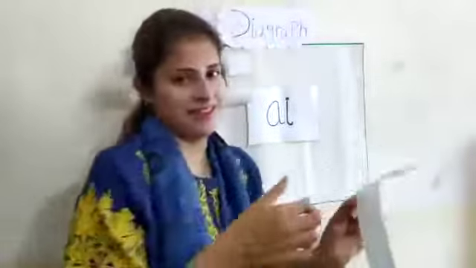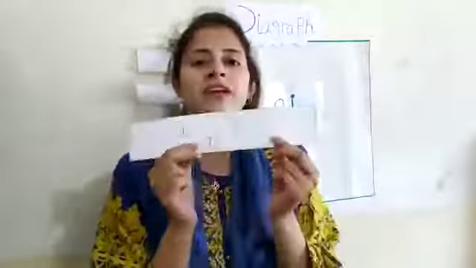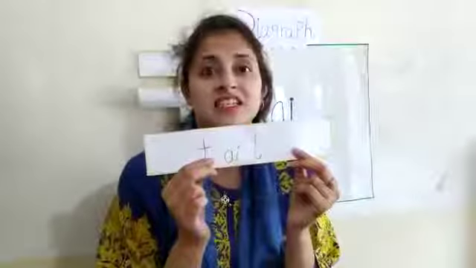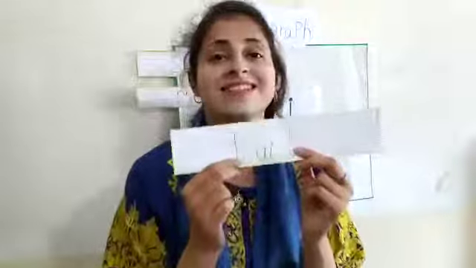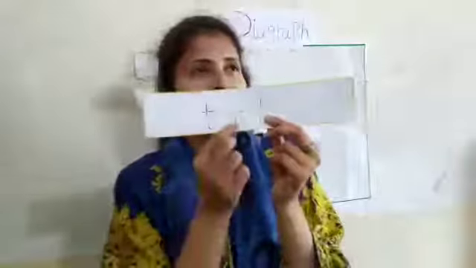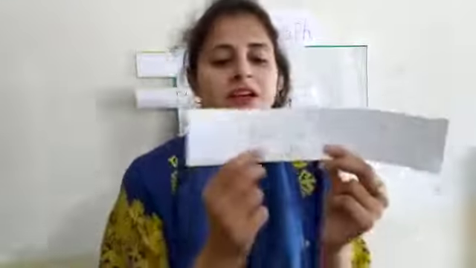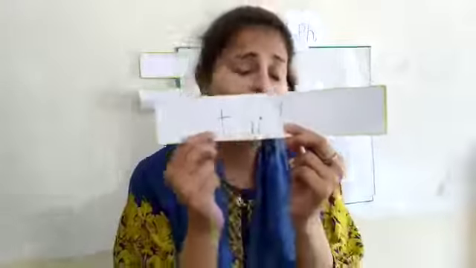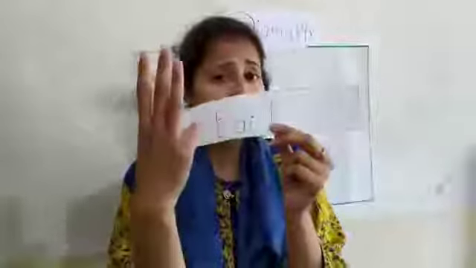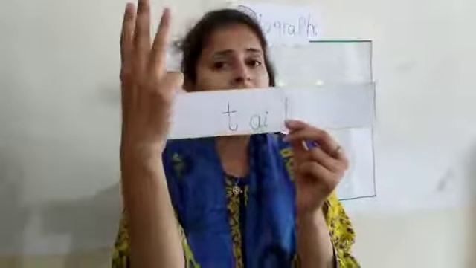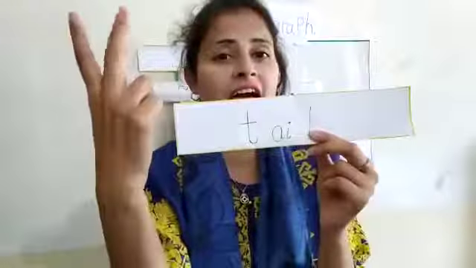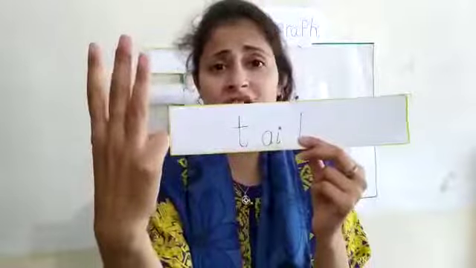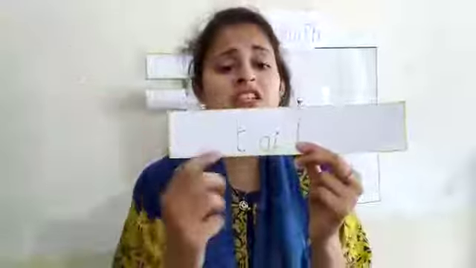And the next word is waiting for us. What is this? This is tail. What is this? Again A. Tail. And how many sounds in the word tail? 3 sounds. A. Tail. How many sounds in the word tail? 3 sounds. Tail.